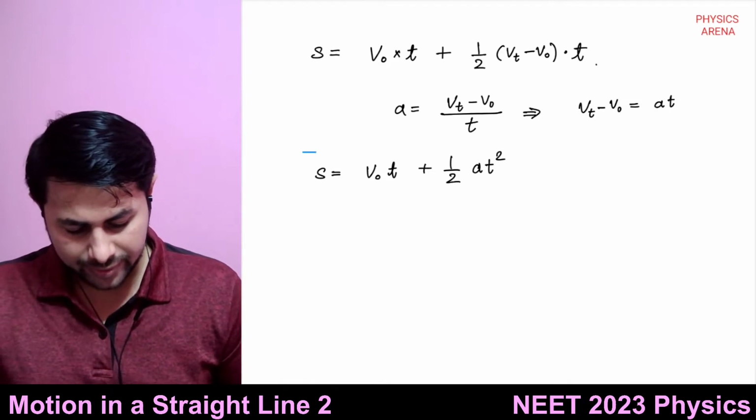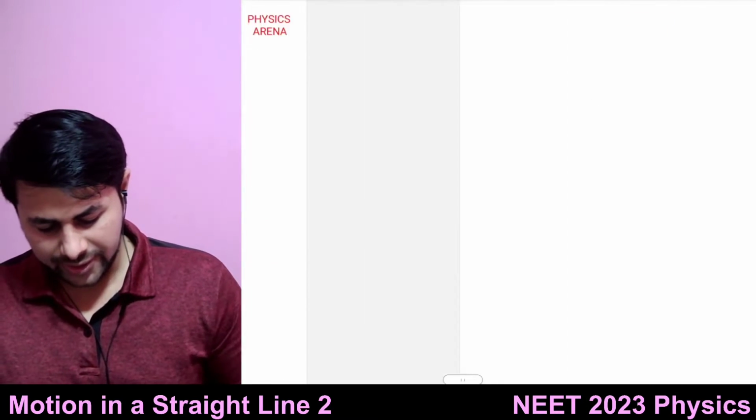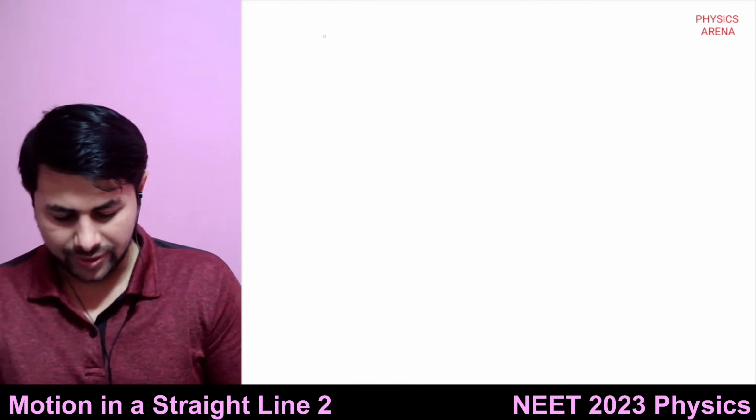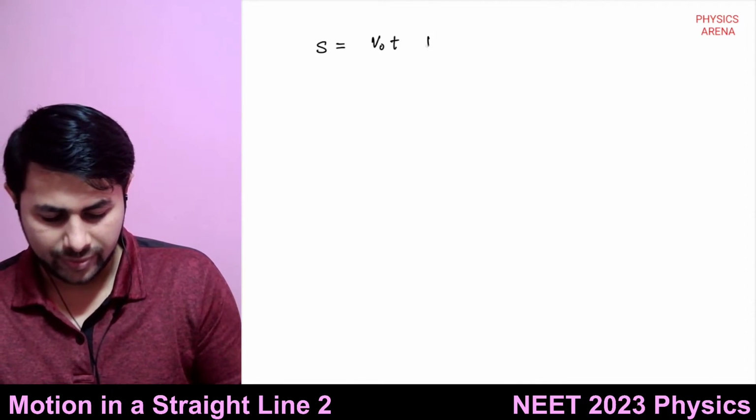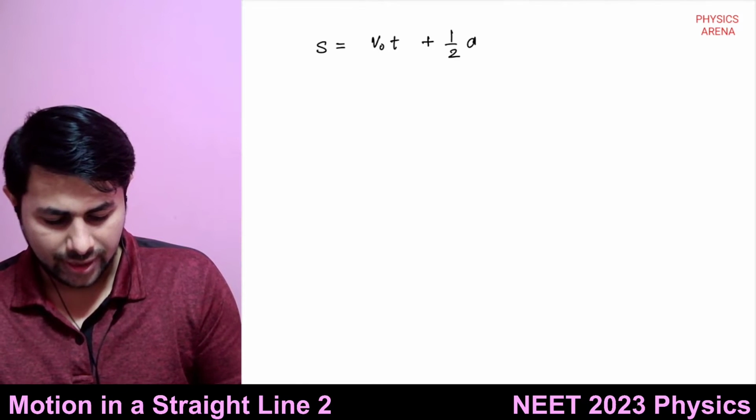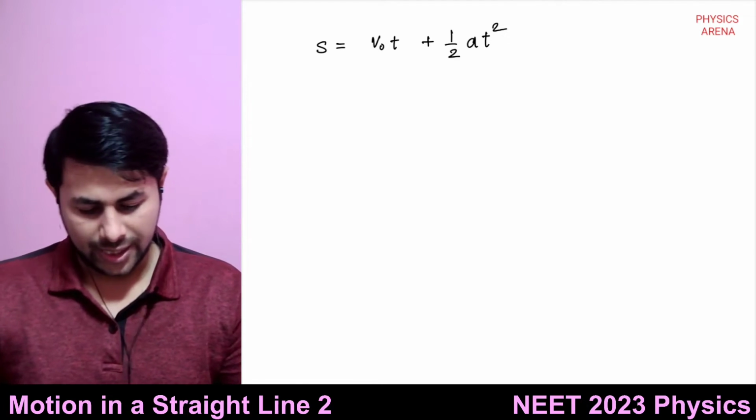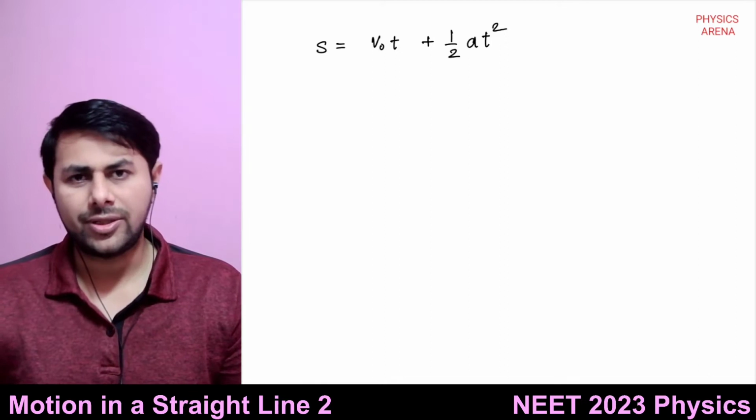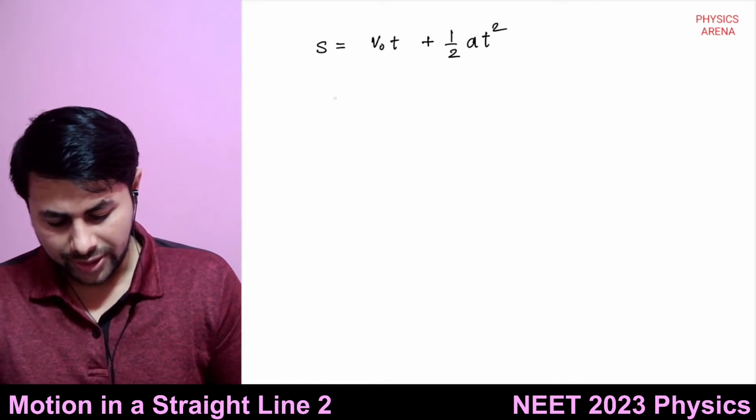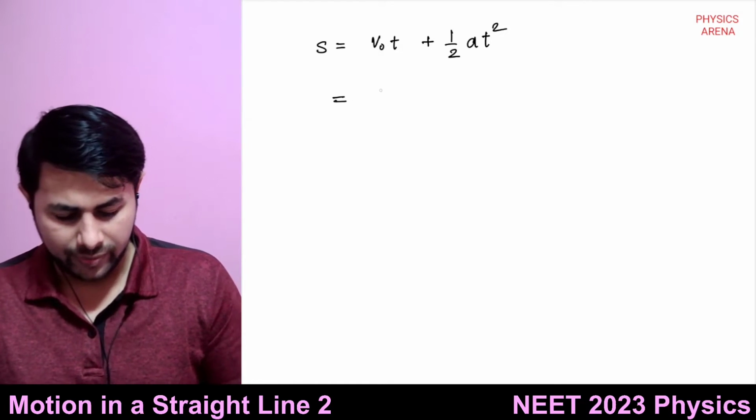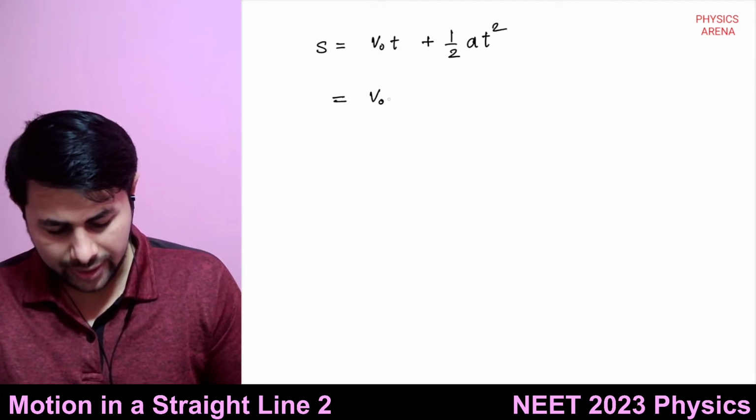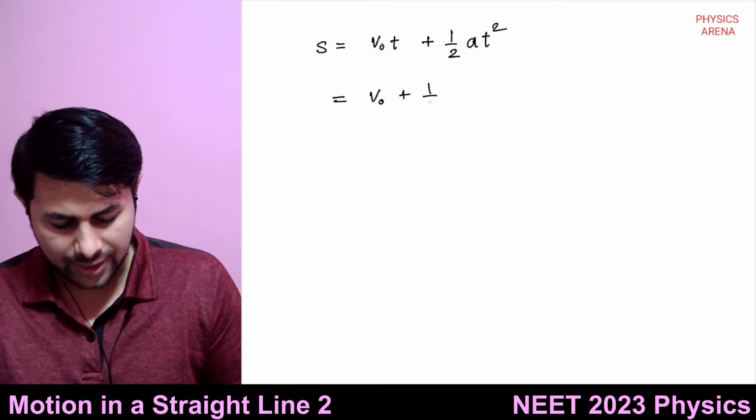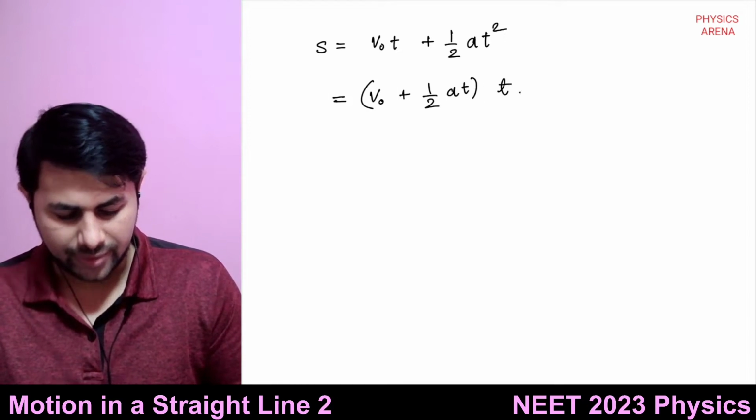This is simple. Let's take the second kinematic equation once again. s is equal to V0 times t plus half of A multiplied by t squared. And from here, I want to derive the third kinematic equation. So I can do one more thing. I can take t common. So I have V0 plus half of At, multiplied by t.